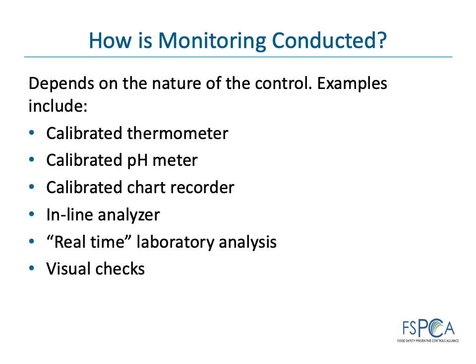Using calibrated instruments to measure a critical limit parameter is an effective way to conduct monitoring. Examples of monitoring instruments could include thermometers, pH meters, water activity meters, data loggers, etc. A discussion of calibration occurs in Chapter 13, Verification and Validation Procedures.